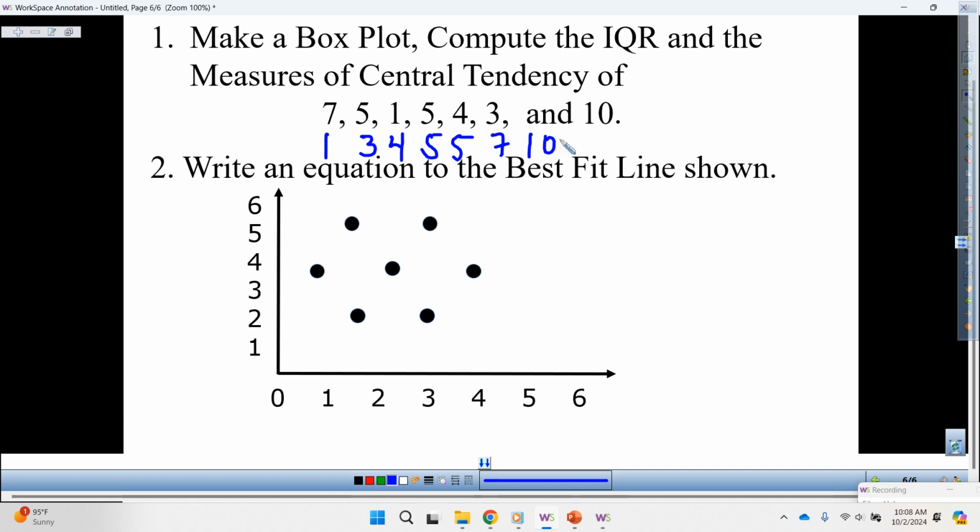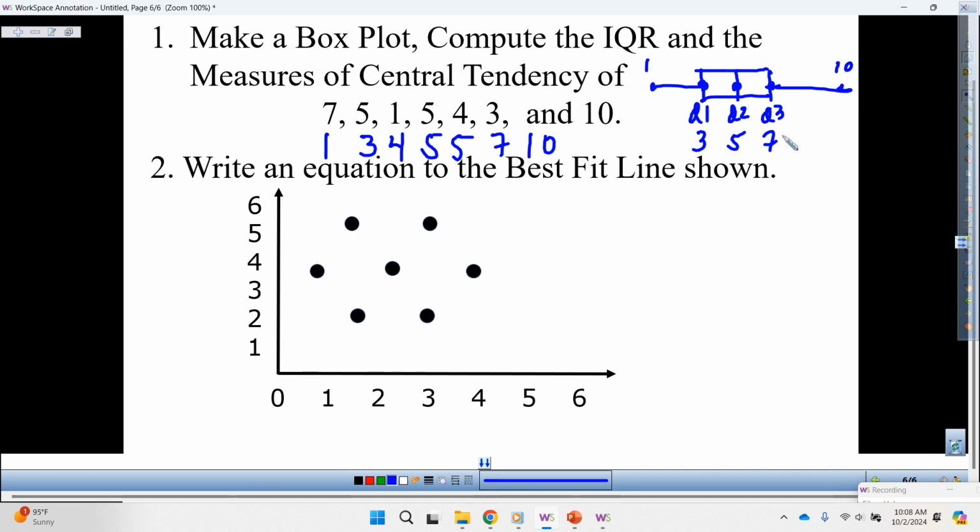7, 10. All right? So to get our box plot, we need a minimum, a maximum. We need Q1, Q2, and Q3. So share with me here what you got for Q1, Q2, Q3. Carter's going to pass it to someone. The minimum is 1, maximum is 10. Hands if you got something like that.